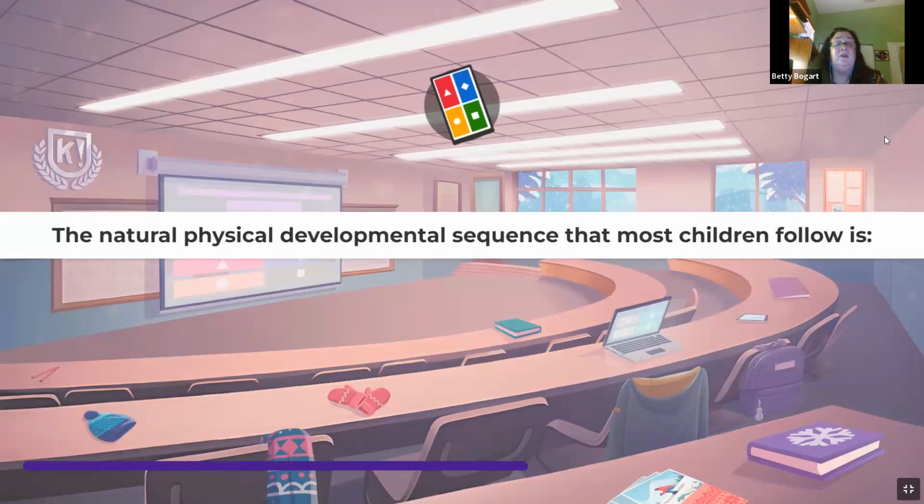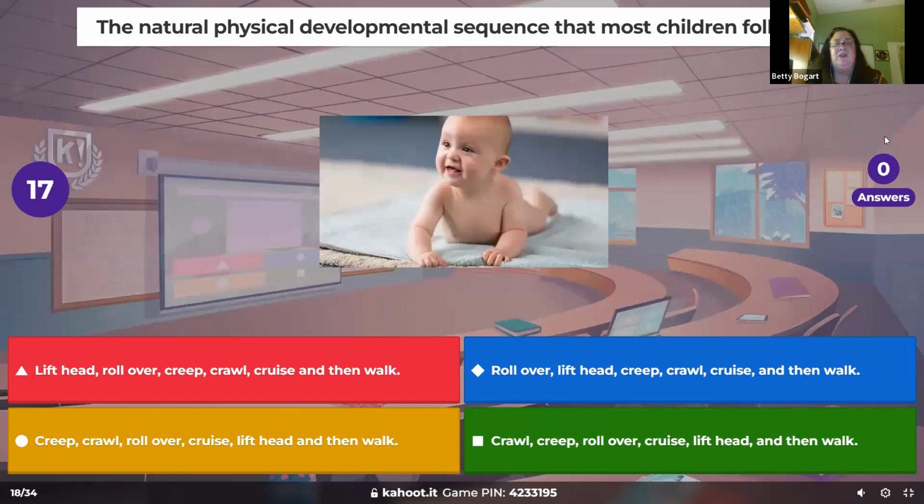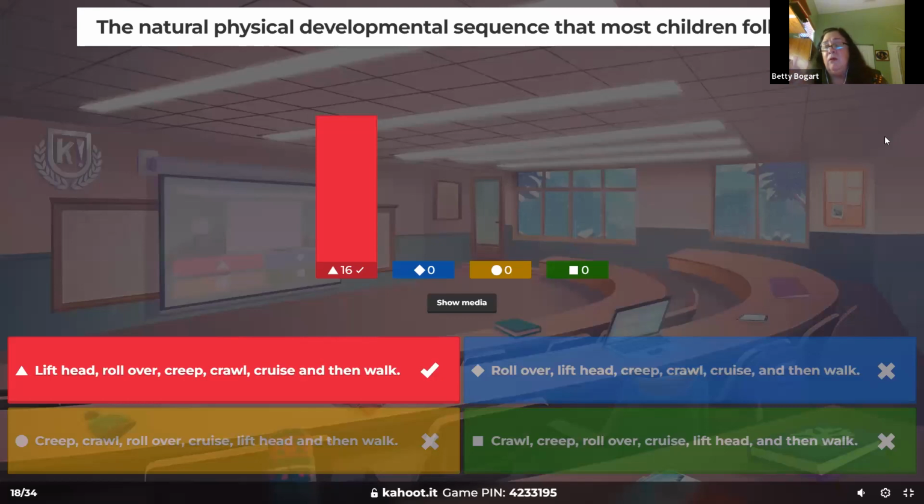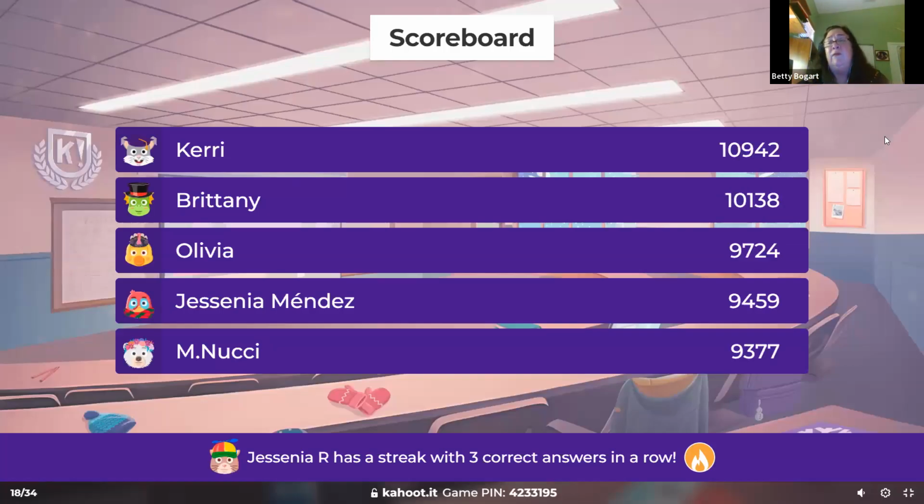The natural physical developmental sequence that most children follow is, what's the first thing that they do? They lift their head, roll front to back, back to front. They creep, they crawl, they cruise, and they walk. And that should happen in the first year, according to the book, but it may take longer than that or shorter than that, depending on the child. As long as they're moving forward, it's good.